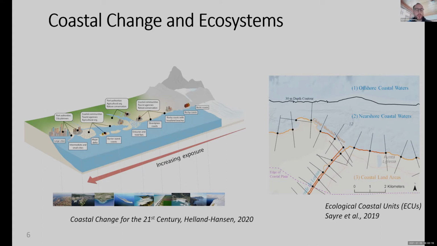And if you're interested a little bit more in this coastal change, I recommend that you tune into the talk by William Helen Hansen. I think it's tomorrow at the winter conference, where he'll explain a little bit more about that.